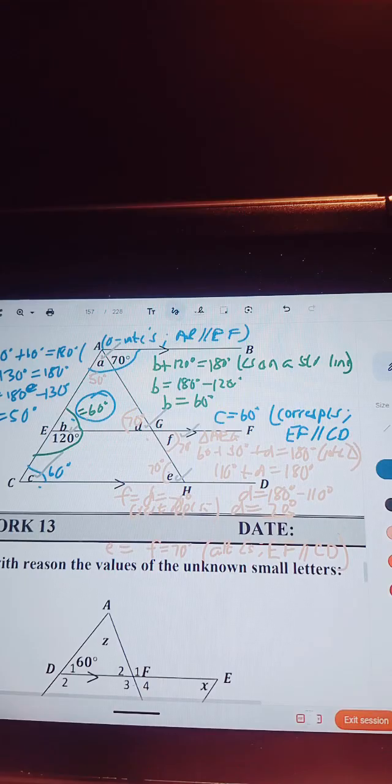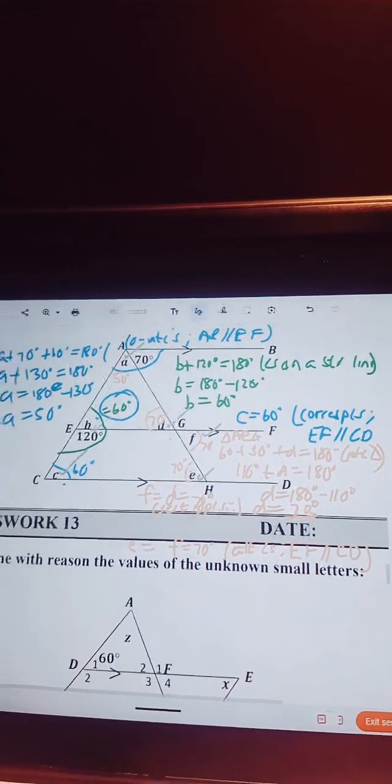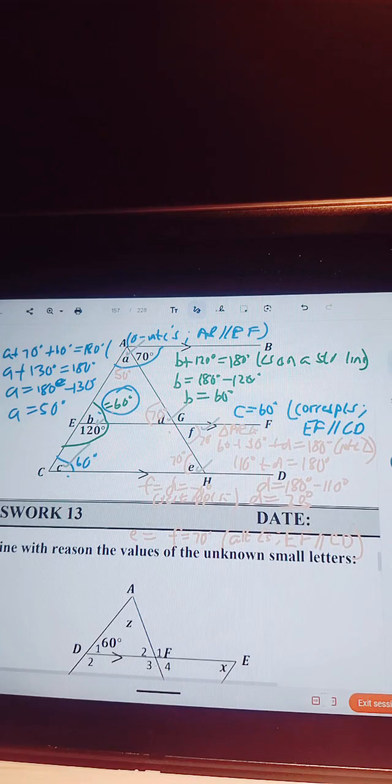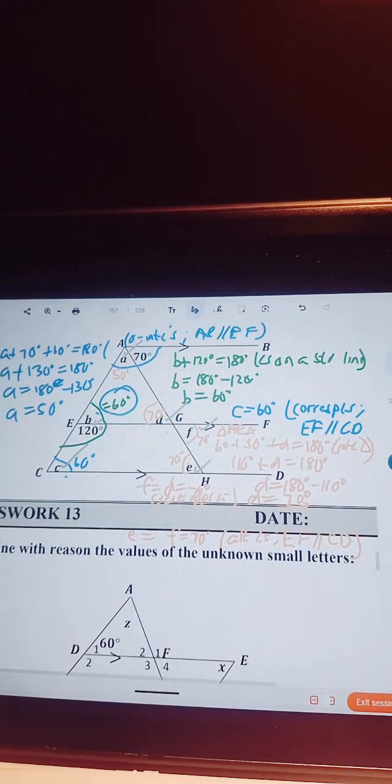They want small letters, all the small letters, giving reasons. Just the small letters, my guy. They don't want the big letters. All right, so don't bother yourself with the big letters. They didn't want them.